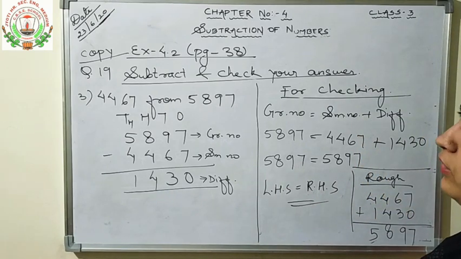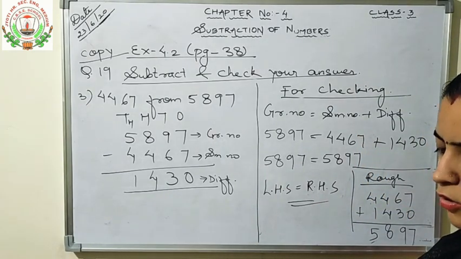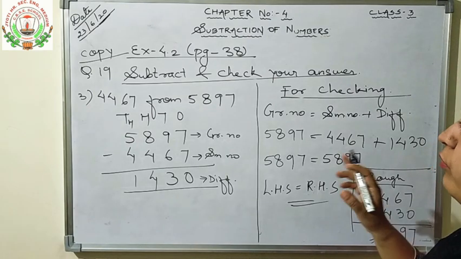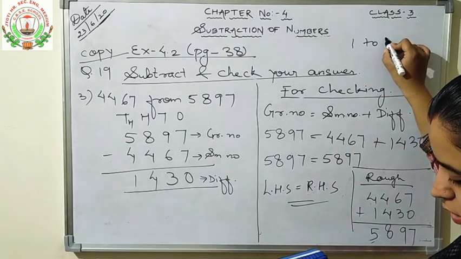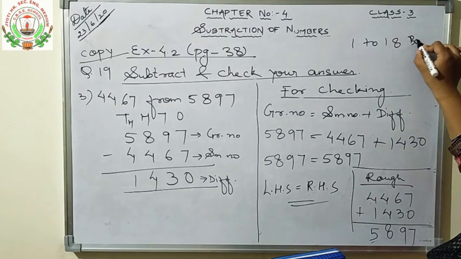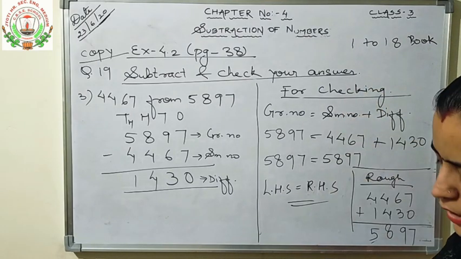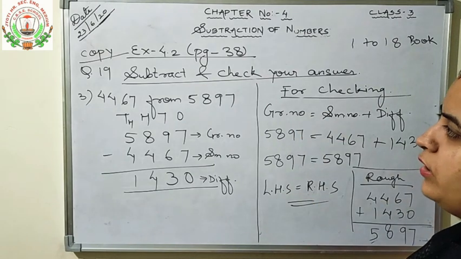Okay, in this way you have to solve the question. You have to solve the exercise number 4.2, question number 1 to question number 18 in your book, and question number 19 you have to solve like this in your copy.